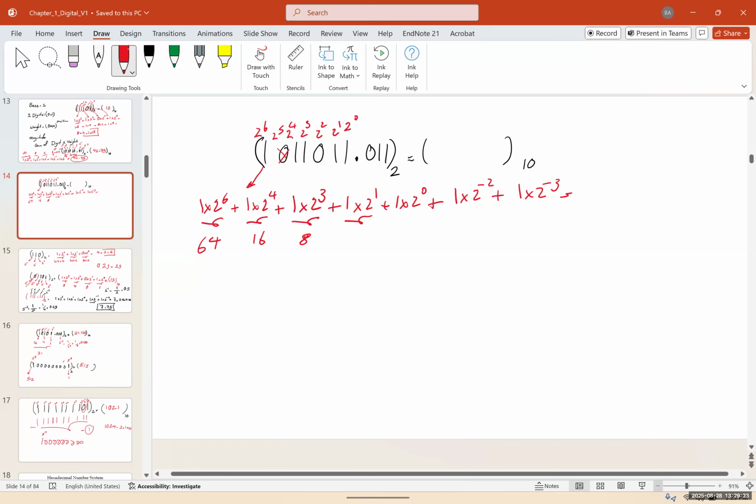2 to the power of 1 is 2. 2 to the power of 0 is 1. So 16 plus 64 gives us 80, plus 10 is 90, so 91. And 2 to the power of -2 is 0.25. 2 to the power of -3 is 0.125. So it's going to be 91.375.